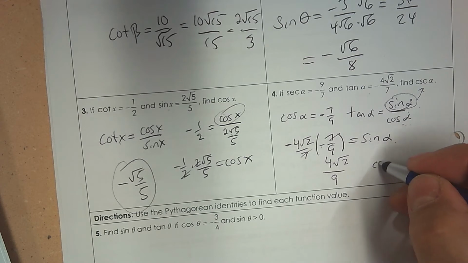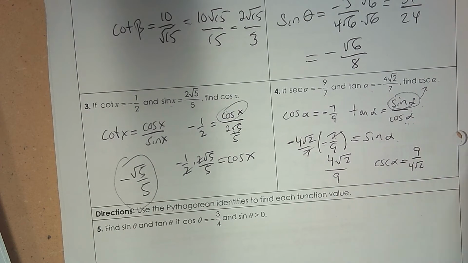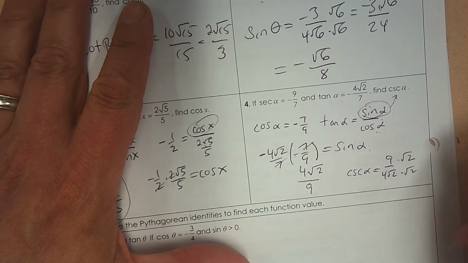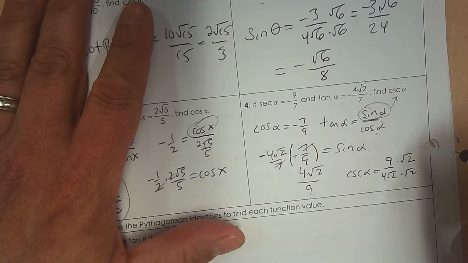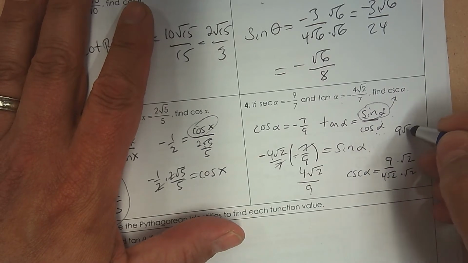So then what would cosecant alpha be? It would be the reciprocal of that. And if we rationalize it, we just multiply by root 2, top and bottom. And then your final answer would be 9 root 2 over 8.